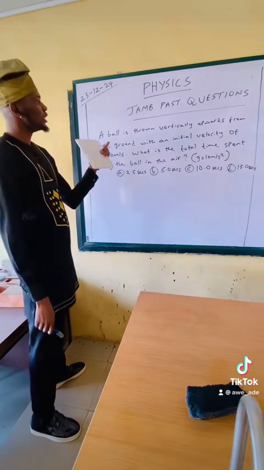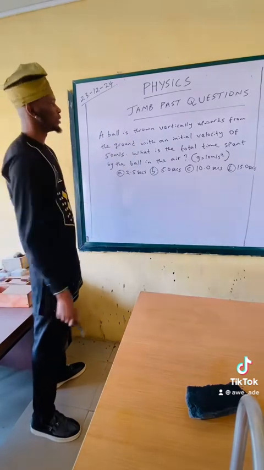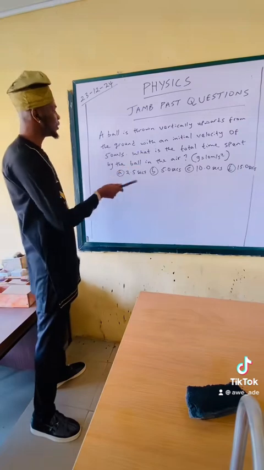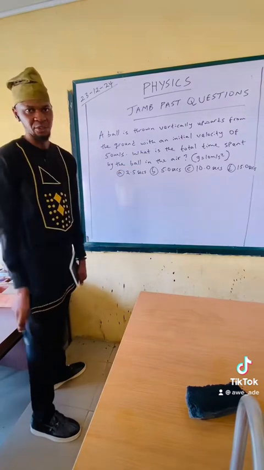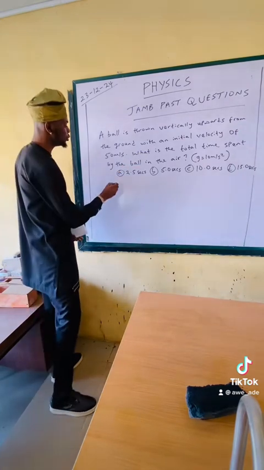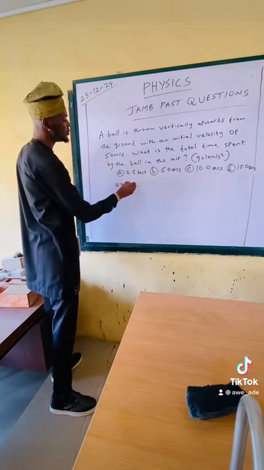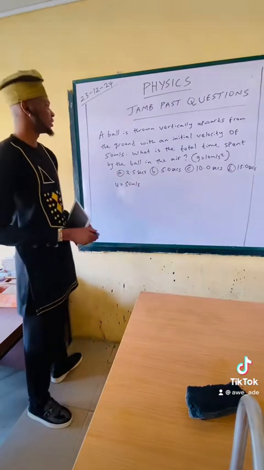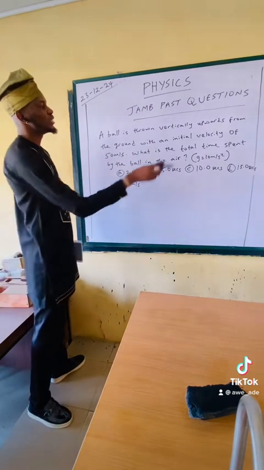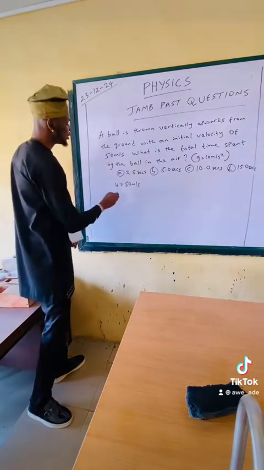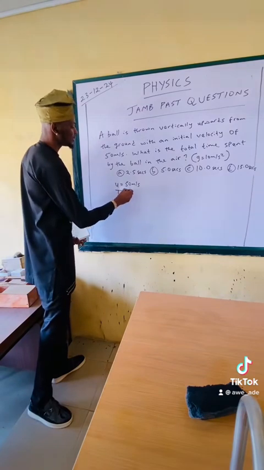A ball is thrown vertically upward from the ground with an initial velocity of 50 meters per second. Initial velocity, we use U to represent initial velocity. That's 50 meters per second. What is the total time spent by the ball in air? Let's use capital T to represent that one.